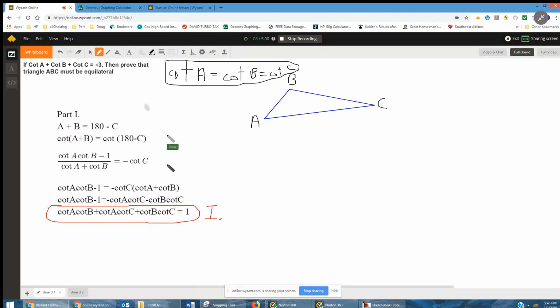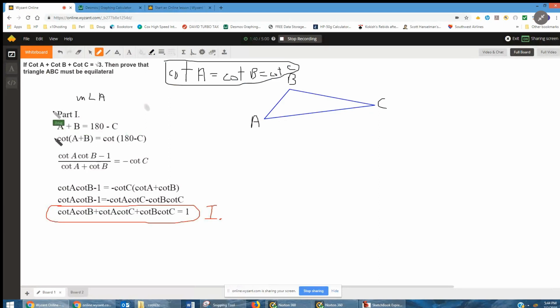Now, part one is to establish an identity that's used in the actual proof. We're going to refer to angles A, B, and C instead of the measure of angle A. I'm just going to use the letters A, B, and C to stand for the measures of the angles. So in any triangle, if you add two of the angles together, the third angle has to be 180 minus that angle. And if we take the cotangent of those equal angles, those cotangents will be equal.